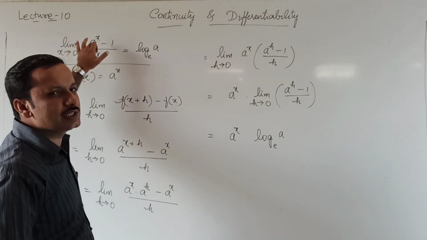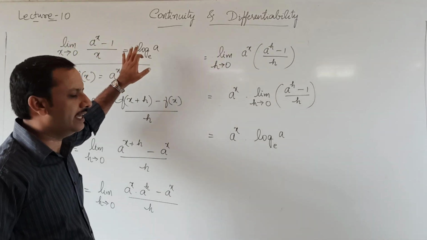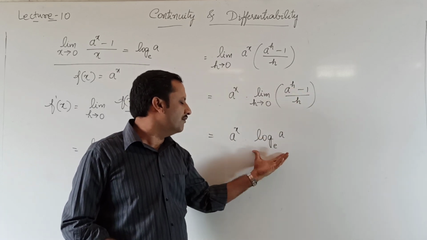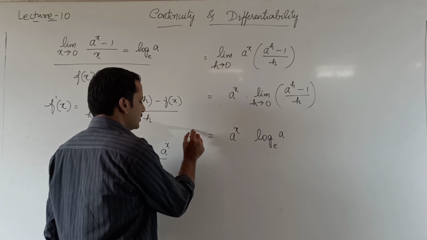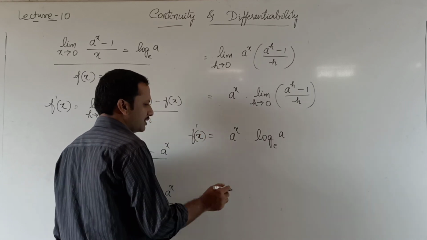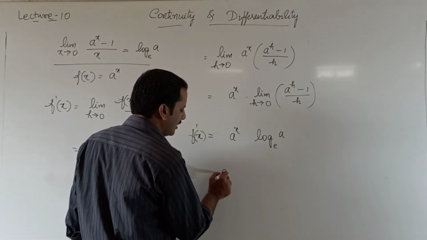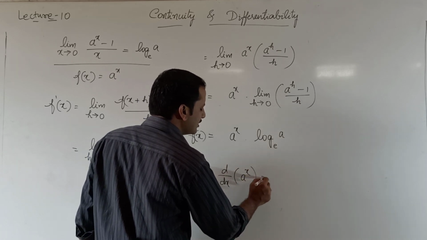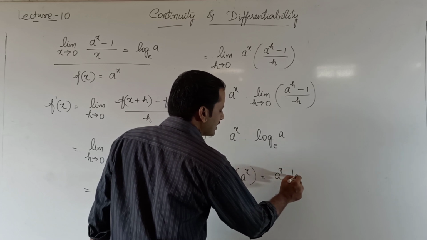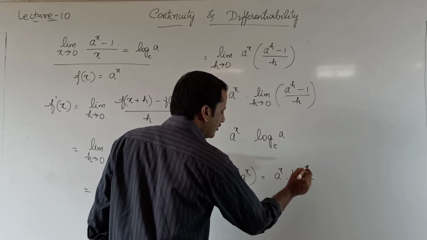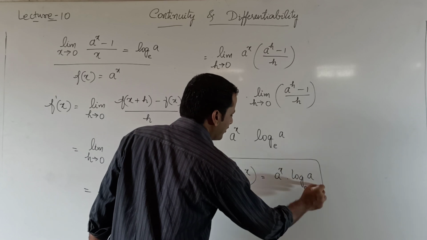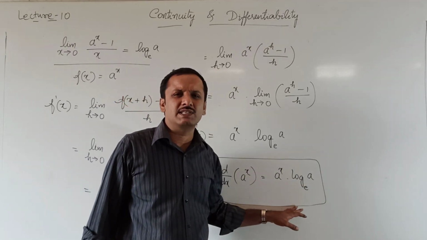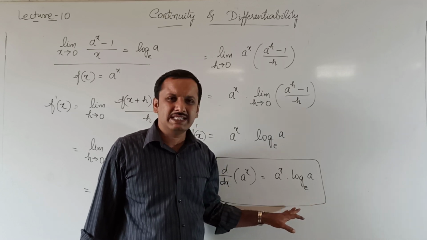Here you have limit x tends to 0, a power x minus 1 by x equal to log a. So similarly, limit h tends to 0, a power h minus 1 by h will become log a to the base e. So here we write that f dash of x equal to a power x into log a. In other words, derivative of a power x is equal to a power x into log a to the base e. This formula you have to remember.